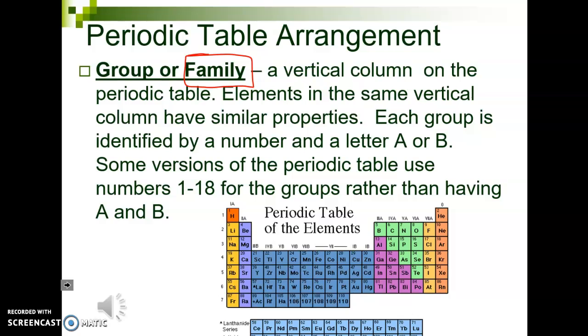Each group is identified by a number and a letter, A or B. Some versions of the table use numbers 1 through 18 for the groups rather than having A and B. The ones that we're going to see most frequently will have these Roman numerals, and I'm going to point out 1A and 2A, and it jumps the transitions to 3A, 4A, 5A, 6A, 7A, and then it says 0. However, I do like 8A, and I think we have 8A on our tables. But then you go back down, and you have these Roman numerals. You have a letter and a number.